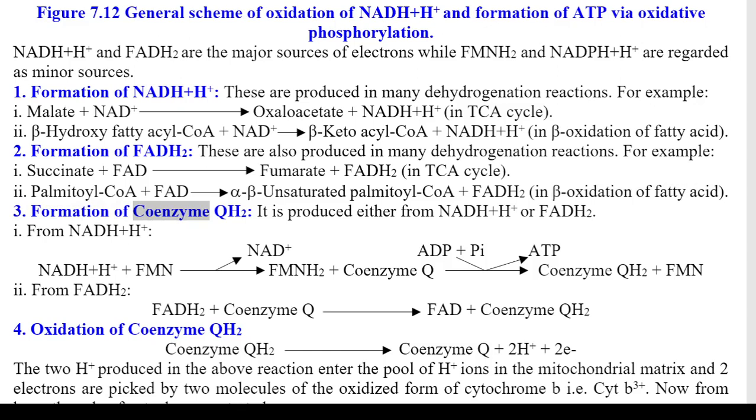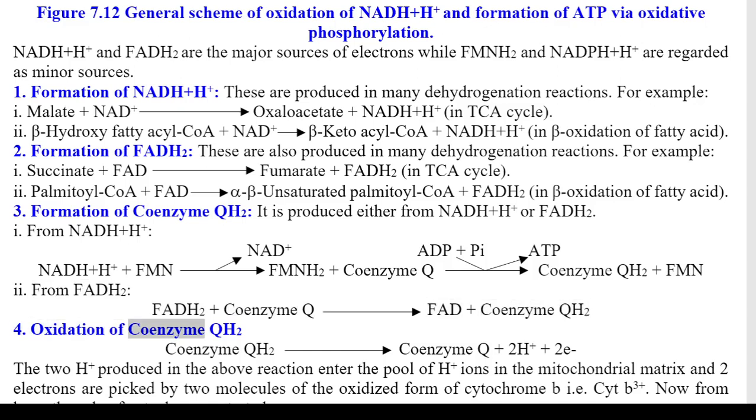3. Formation of coenzyme QH2. It is produced either from NADH plus H+ or FADH2. 1. From NADH plus H+. NADH plus H+ plus FMN gives FMNH2 plus NAD+; then FMNH2 plus coenzyme Q gives coenzyme QH2 plus FMN. 2. From FADH2. FADH2 plus coenzyme Q gives FAD plus coenzyme QH2.